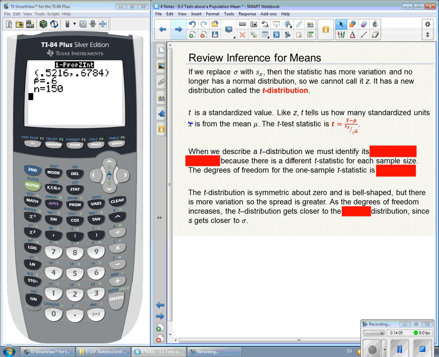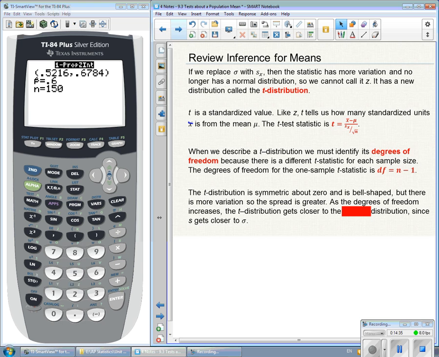The other difference is that a t-distribution doesn't have a mean and standard deviation. The parameters for a t-distribution are simply what we call the degrees of freedom, and that relates to our sample size. So every single t-distribution is different. It's going to depend on the size of the sample. And because there's a different t statistic for every sample size, the degrees of freedom for a one sample t statistic is simply n minus 1, where n is our sample size.